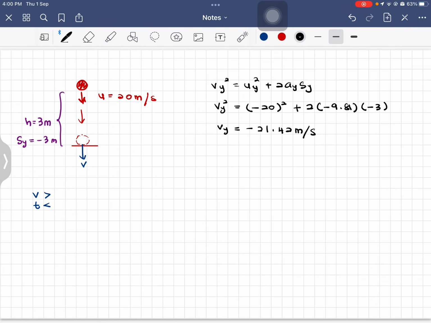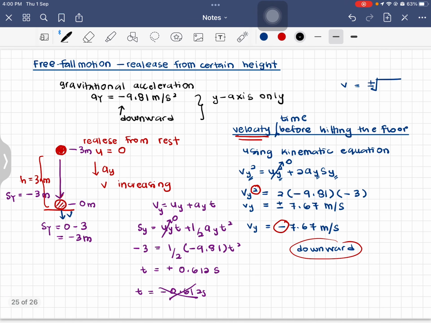To find T, since we already have V, we can just use this one, V equal to Uy plus Ayt. So my V is negative 21.42, my Ay is also negative 9.81, and my Uy is also negative 20. After calculating, I will get my time equal to 0.145 second, which is lower than the time before, when it was released from 0.